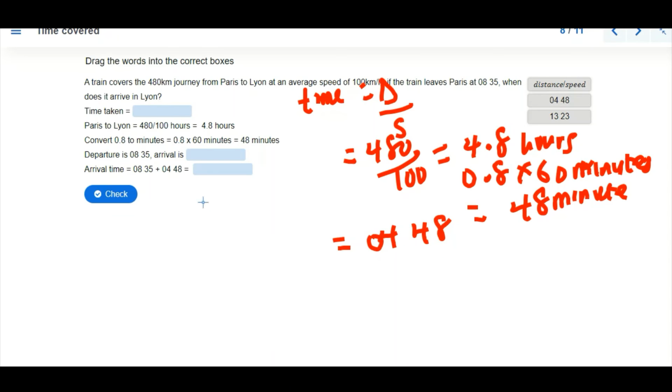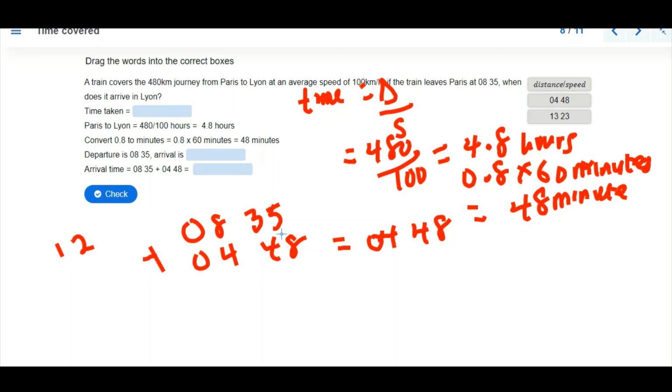Now for us to calculate the arrival time, we are going to be reading from the departure time to the arrival time. So that implies that we are going to be adding the departure time, which is 8:35, and the time taken, which is 4:48. Because this is read in minutes, we need to add from this angle. If you add 8 plus 4, it will give us 12. So let's keep that.